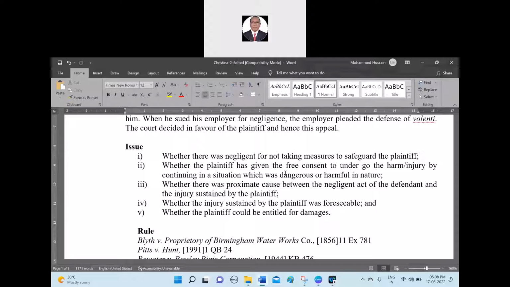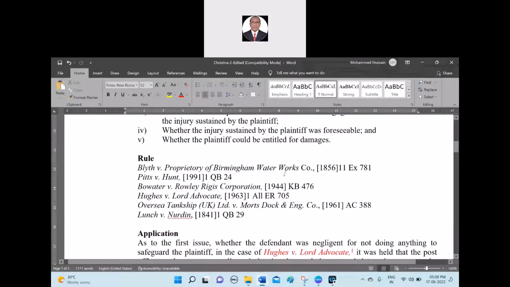No question mark. Only semicolon. And the last one, semicolon, and the last point, full stop. No semicolon. Look here. Okay, no semicolon. Last is full stop. Then the rule.